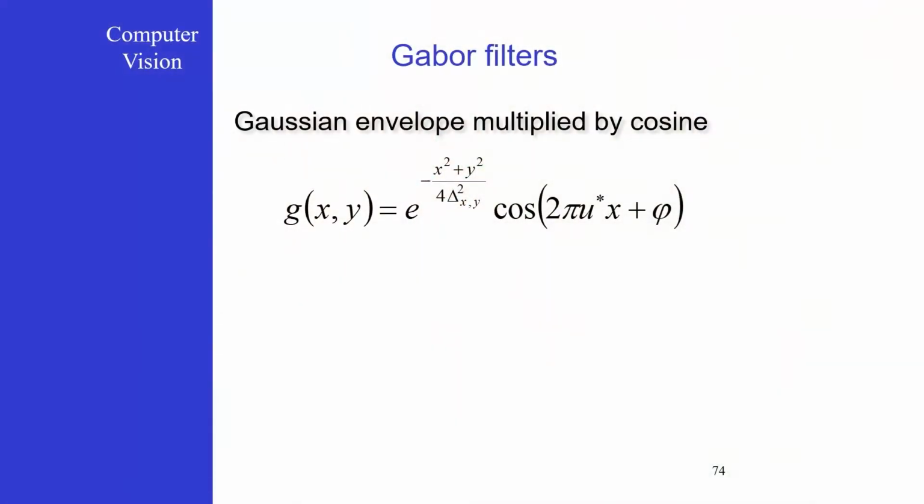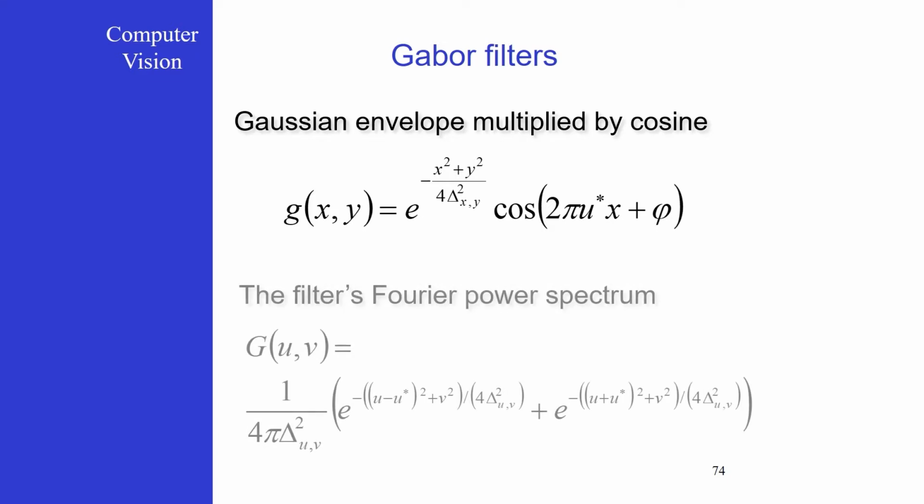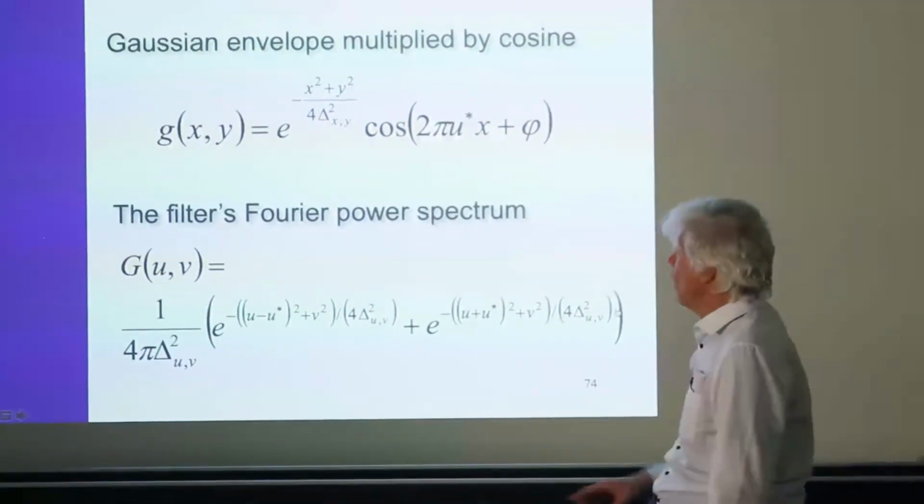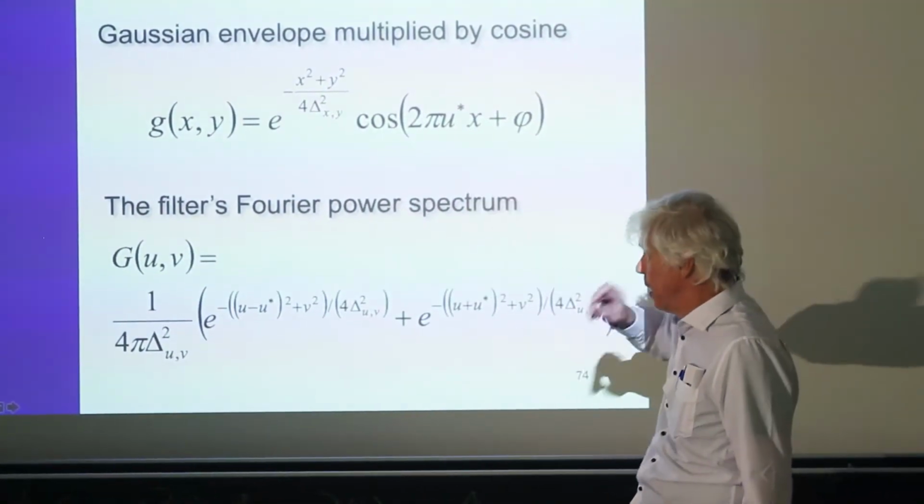This is a spatial domain. And you see we have a product. We have a Gaussian, we have a cosine. As we have seen from the properties of the Fourier transform, this means that in the Fourier domain, this filter looks like a sum of two Gaussian filters, because here we have a product of a Gaussian and a cosine.